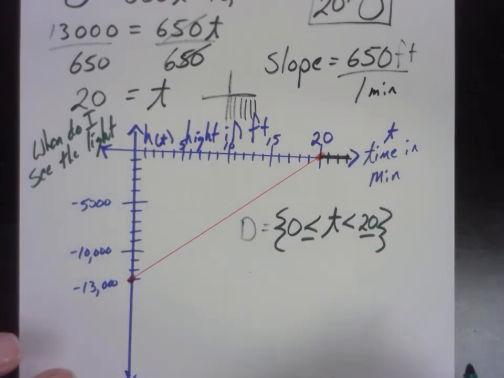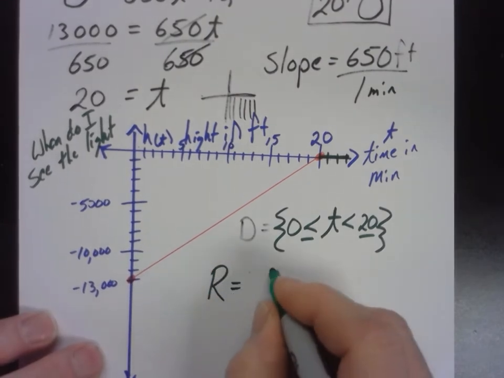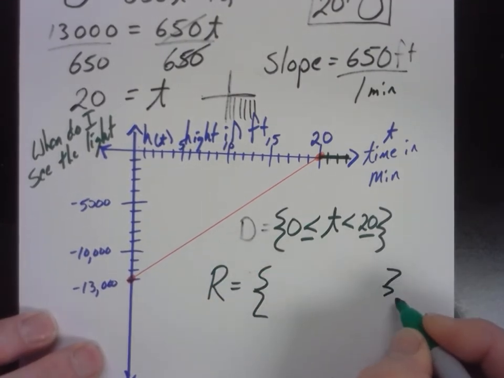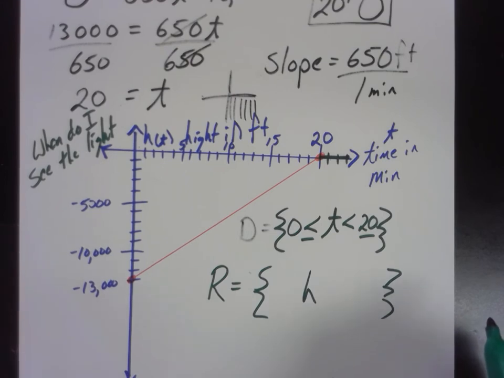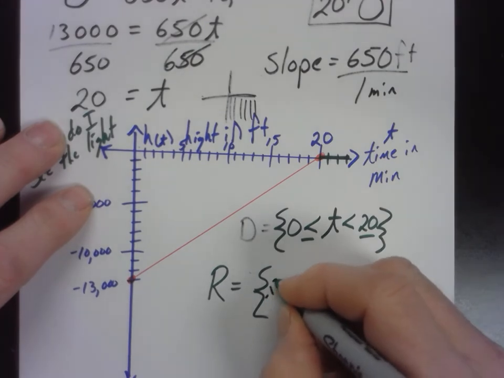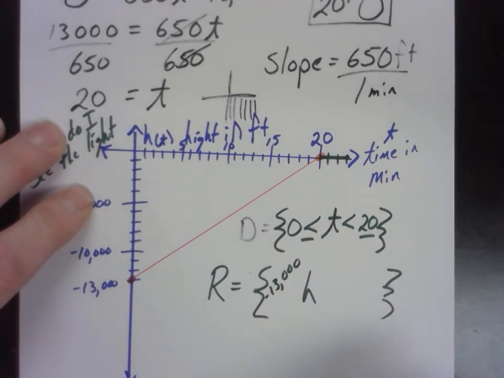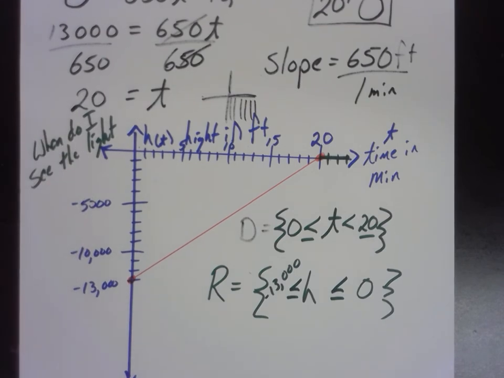Okay, let's talk about the range of our function. Usually range is y's, but we don't have y's here. What do we have? H, height, right? So height. And what is the lowest height we are in this problem? Negative 13,000. You're right. I put the H in the wrong place. Oh well. Negative 13,000. And what's the greatest height? 0. Does that work? Yep.